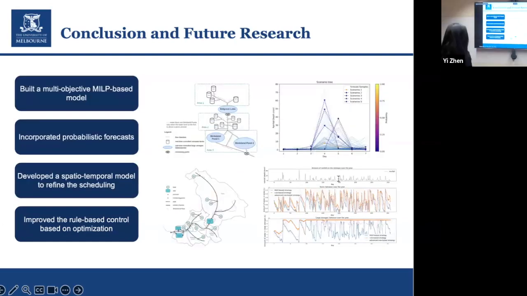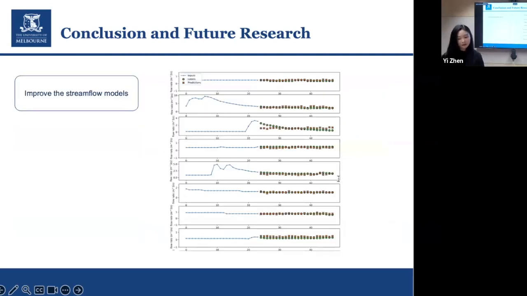So that's basically what I did for my PhD. And for the future research, we may need to improve our streamflow models, which includes the rainfall runoff models and also flow forecasting models, and maybe also some calibration work to ensure that they are working well in practice.